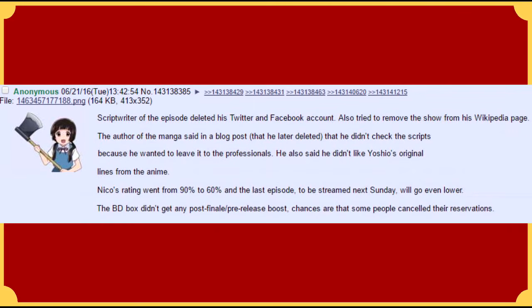Adding to this how oversensitive modern fans are at losing their shit when they don't get an ideal ending, and you get laughable repercussions, such as the writer of the show deleting his Twitter account, as well as attempting to remove his name from the Wikipedia article concerning the series.